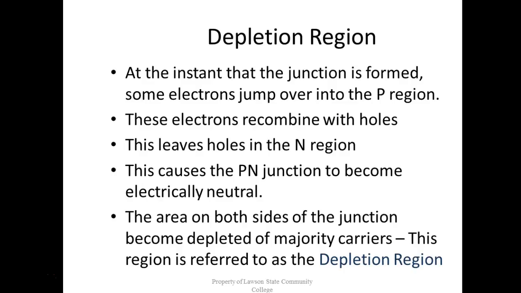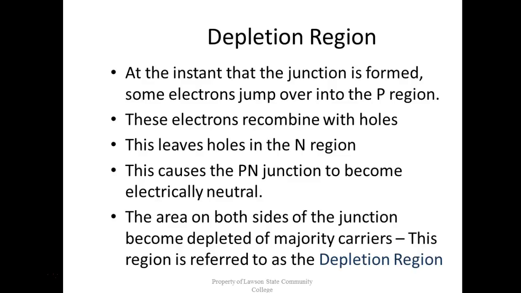At the instant the junction forms, well, what happens is the P material is looking for electrons, right? You understand. The N material is looking for holes. As soon as we bond them together, the electrons are going to start jumping into the holes, and the holes are going to start filling with electrons. At the instant the junction is formed, some of the N electrons jump into the P region. The electrons recombine with the holes. This leaves holes in the N region.